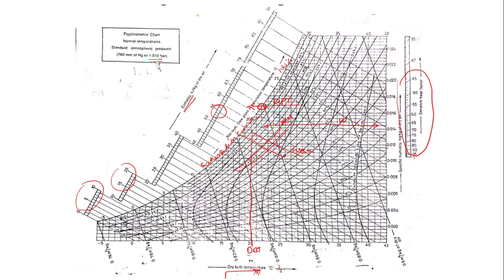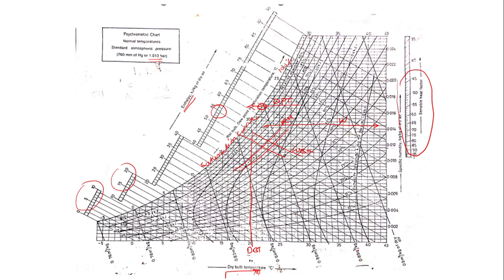Okay, then the lines which are running slant over here, you can see at some gap you are going to see these lines. These lines are nothing but the specific volume lines. Now you can see it's 0.9 meter cube per kg of dry air. So this is the specific volume line of 0.9 meter cube per kg of dry air.